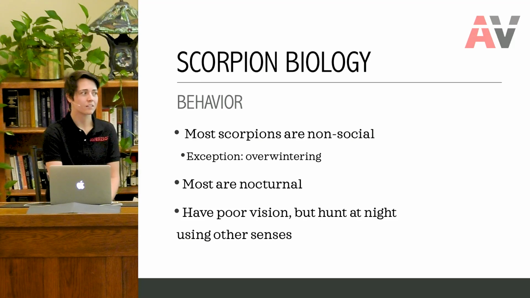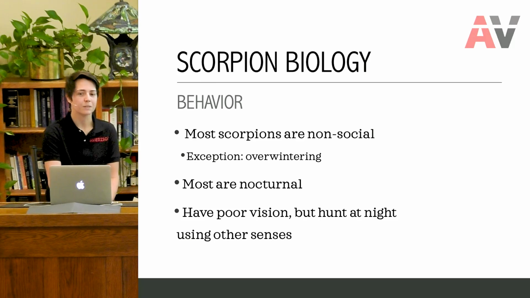Most scorpions are nocturnal, most species. There are a couple that are crepuscular, meaning that they're active at dawn and dusk, but most are nocturnal and most hunt at night. So despite having so many pairs of eyes, scorpions actually have really poor vision, but they do hunt at night using their other senses. So like I was talking about before with the desert hairy scorpion, they have little hairs on their legs that can help them sense movement and sound, and that actually makes them pretty good hunters. They're able to hunt at night.